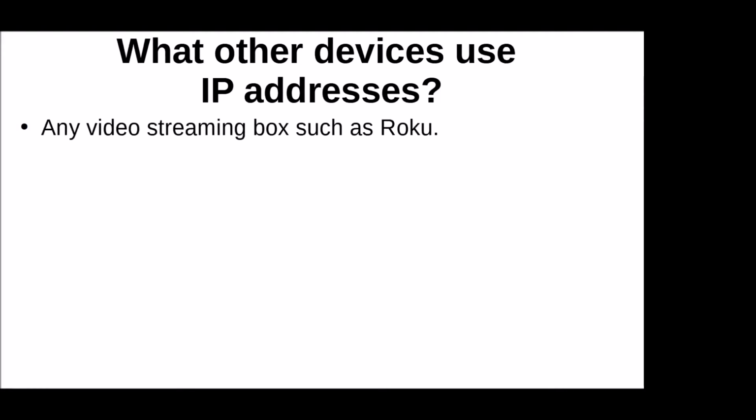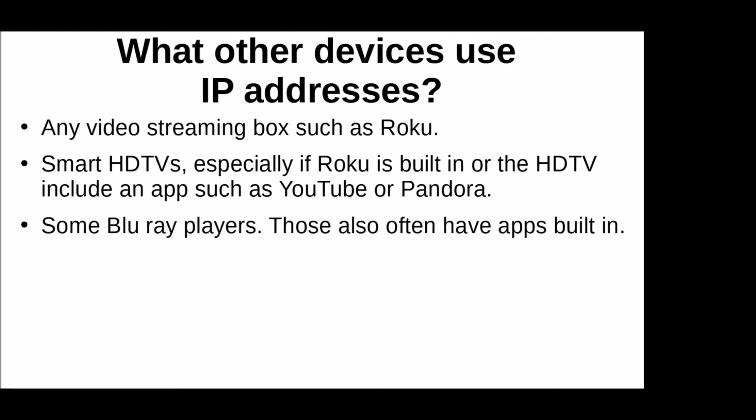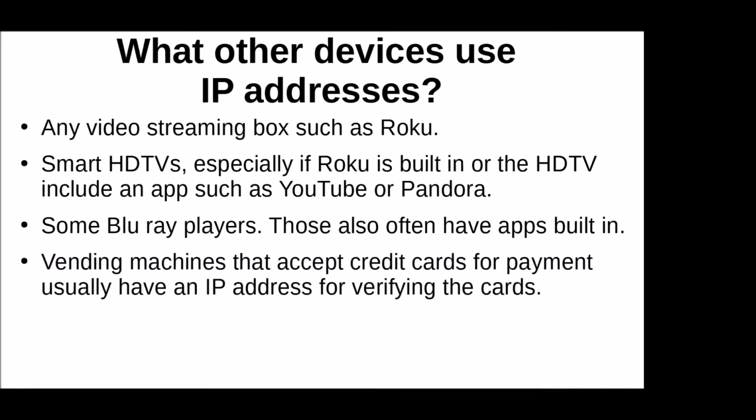But there are other devices that also use IP addresses: Roku and other video streaming boxes, smart televisions, especially if Roku is built in, or the high definition TV includes an app such as YouTube, like mine does, or Pandora. Some Blu-ray players also have apps built in, and in addition, they connect to the internet in order to download updates to their read-only memories, the permanent operating system, if you will.